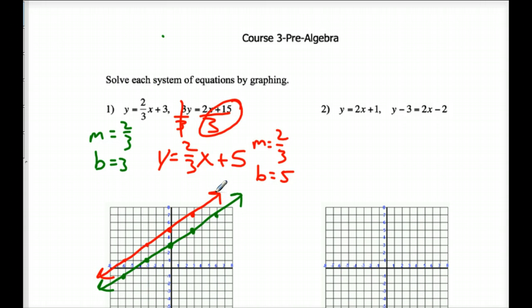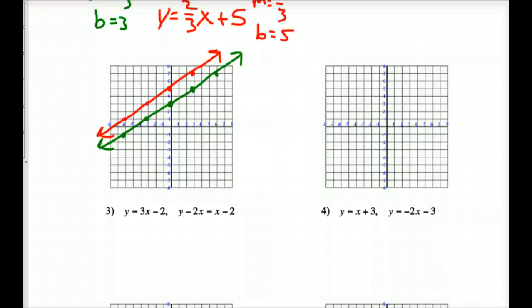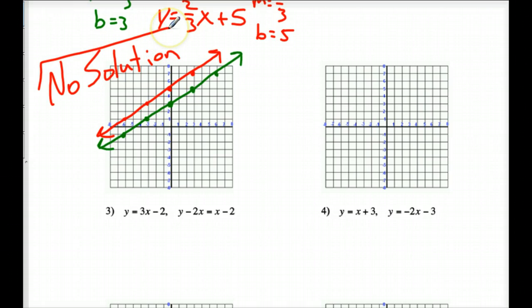But will they ever intersect? No, because they're parallel. What do we write as our answer? No solution. Everybody say no solution. Make sure you write that. Just don't graph it and assume that I know that you mean no solution. You really have to write it and circle it. That's a lot.